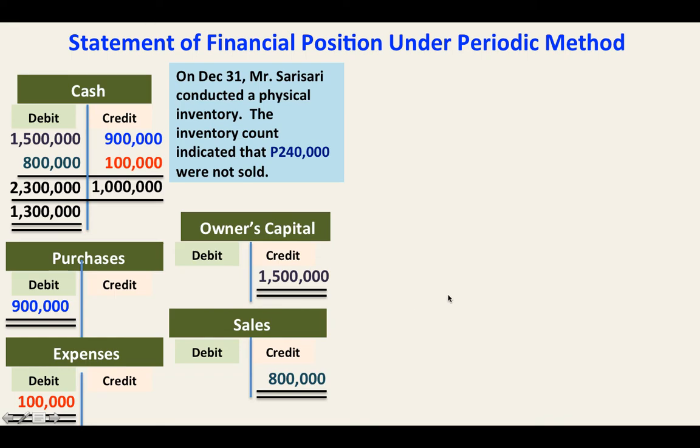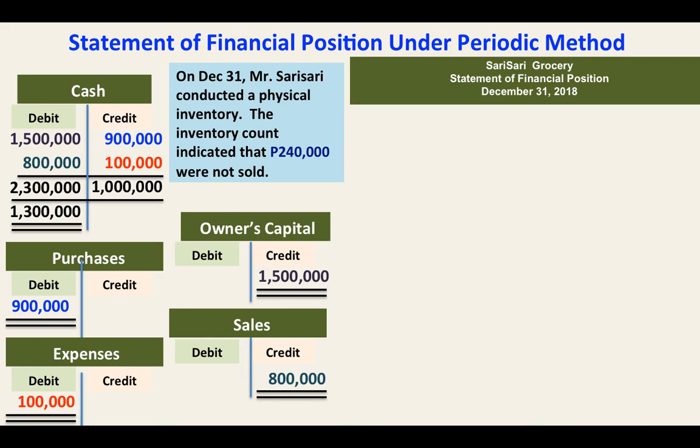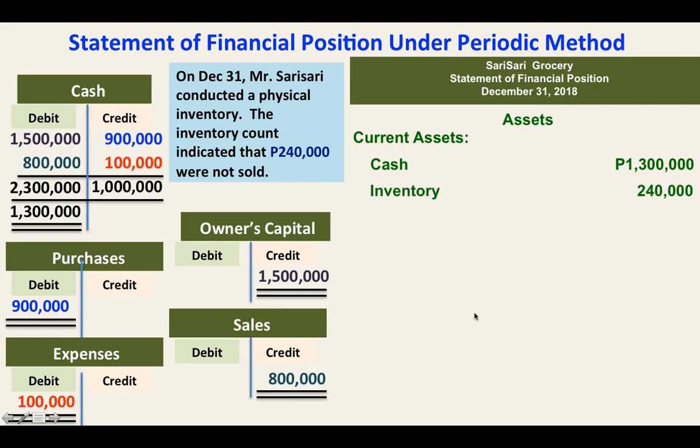So let's now prepare our statement of financial position. We have our assets, our current assets. Of course, we have our cash. Our cash is 1.3 million. And what else do we have? The amount of inventory that was not sold, which is 240,000. Do we have non-current assets? We don't have. The total of our current assets and non-current assets is 1,540,000. So that is our total assets.